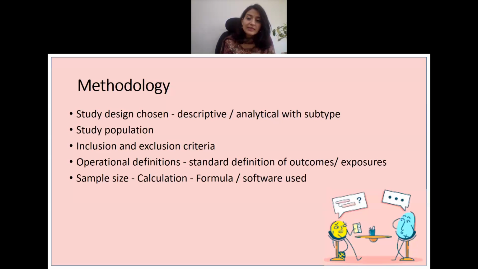Another thing is that all cases, if you are defining cases or any controls you're defining, if there are definitions, they should be standard and you should define them in the methodology section itself. So standard definition of any cases, standard definition of any outcomes or exposures should be mentioned in methodology, preferably with a reference. Next comes the sample size. So sample size calculation, you've already learned about it in our previous classes. And the sample size of your study should be mentioned in your methodology, and how you have derived this sample size should also be elaborated.